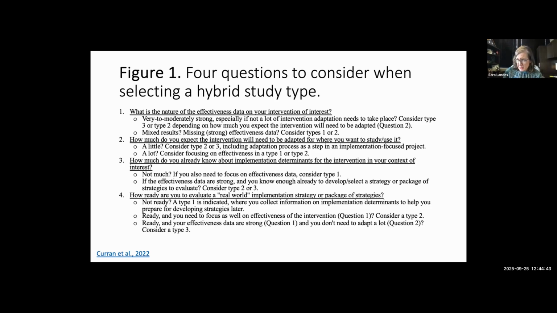There's a secret 5th question that used to be in when we used to give these talks and workshops. That was number 5 was like, do you still want to do this? After thinking about all these things, do you still want to do this study? But so those questions can help walk you through what type you might use.